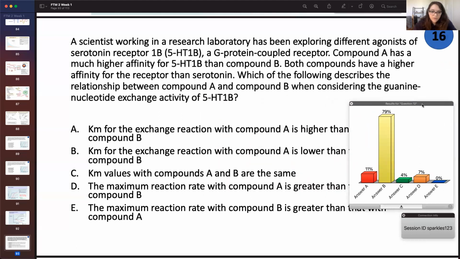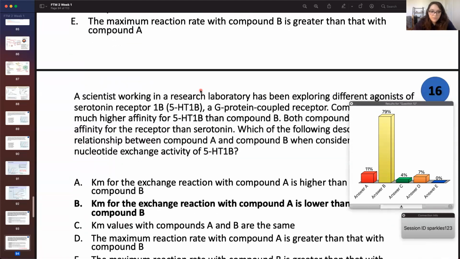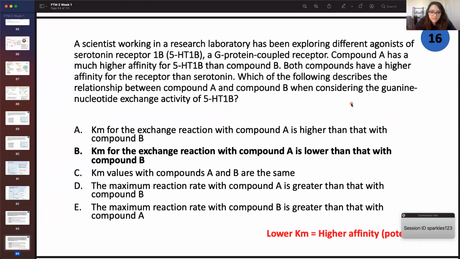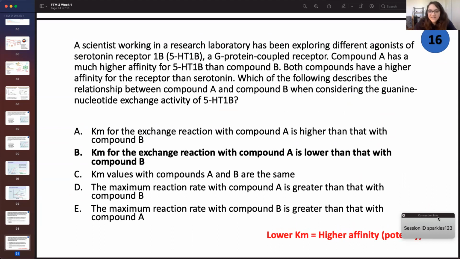Okay, perfect. So most of you are getting this. When we're talking about KM, are we talking about increased or decreased efficacy or affinity? My bad, never mind, it's on the slide. So we're talking about a higher affinity for a lower KM. So when we're looking at this, the KM for compound A is going to be lower than compound B because compound A has a higher affinity for your 5-HT1B. Next question.